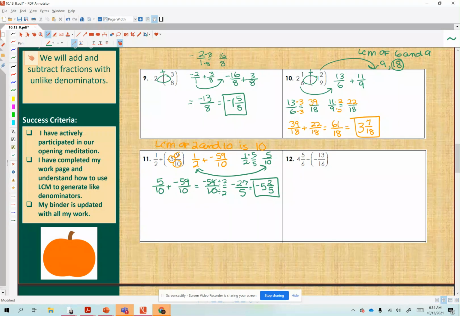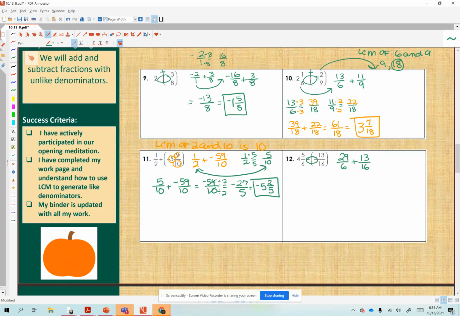Okay, number 12. Let's convert those to mixed numbers. 6 times 4 is 24, plus 3 more is 29. So that would be 29/6. And we're subtracting a negative, which means we are adding 29/6 plus 13/16. We're going to need a fairly large denominator to accomplish this task.